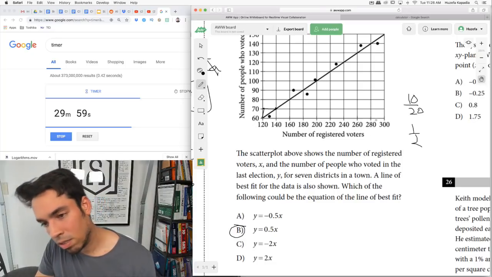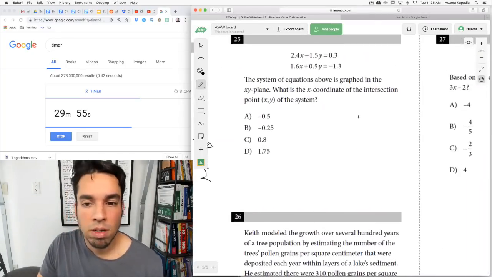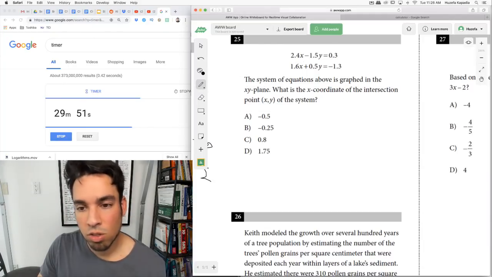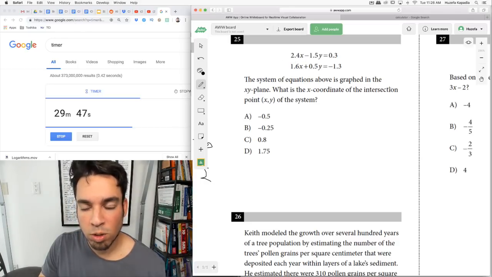147. Yeah, that makes sense. Cool. 24, right? Now it's 225. The system of equations, we want the x-coordinate of the intersection. All right, let's solve this system. That's all we're doing. I'm going to multiply the top and bottom by 10 because I don't like the decimals.